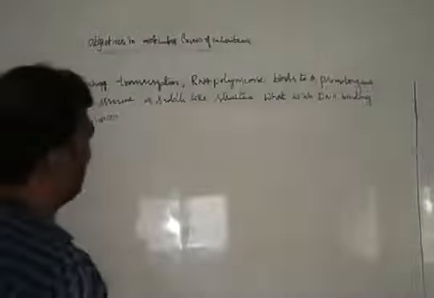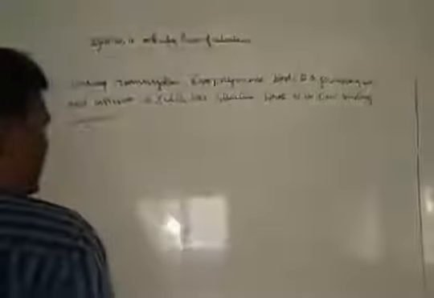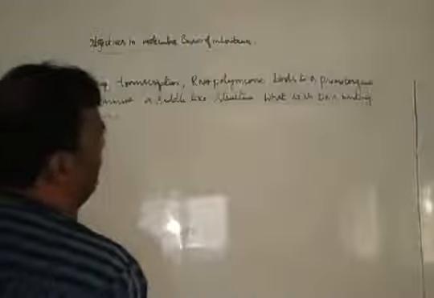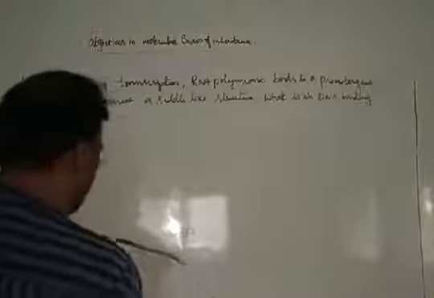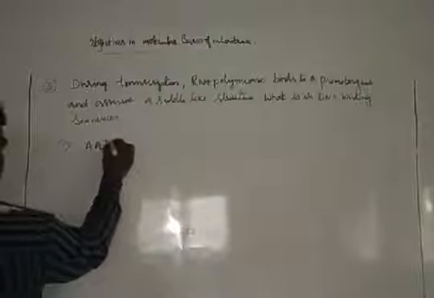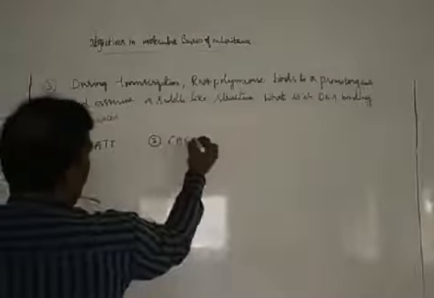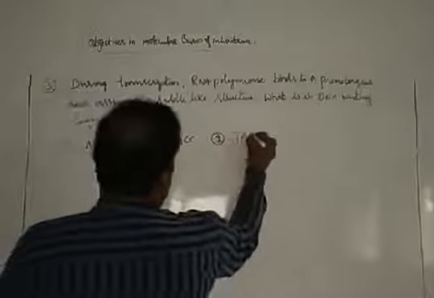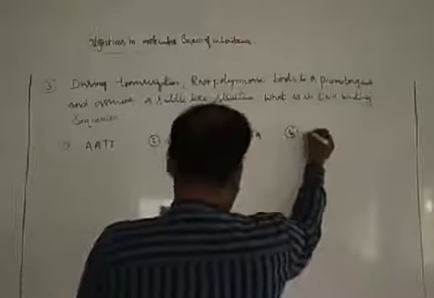So during the transcription mechanism, there is a region where the DNA-dependent RNA polymerase binds. What is the sequence in that binding region we are asking? The first option is AATT, the second option is CACC, the third option is TATA, and the fourth option is TTA.